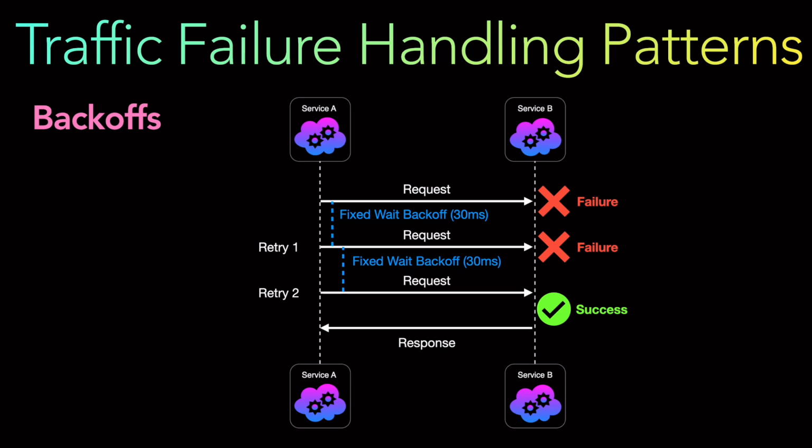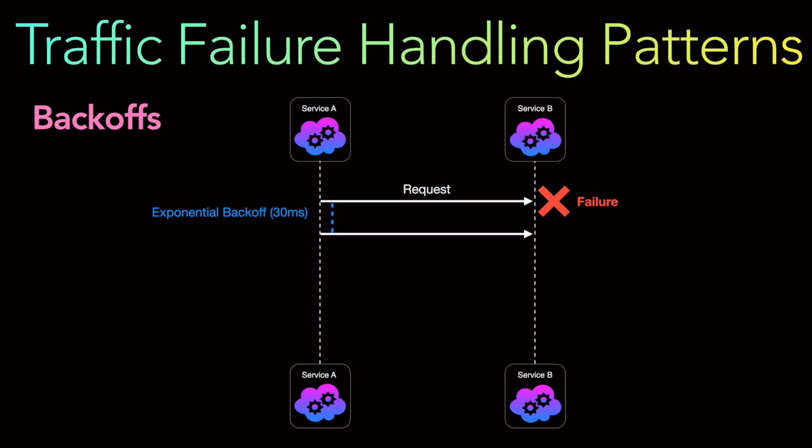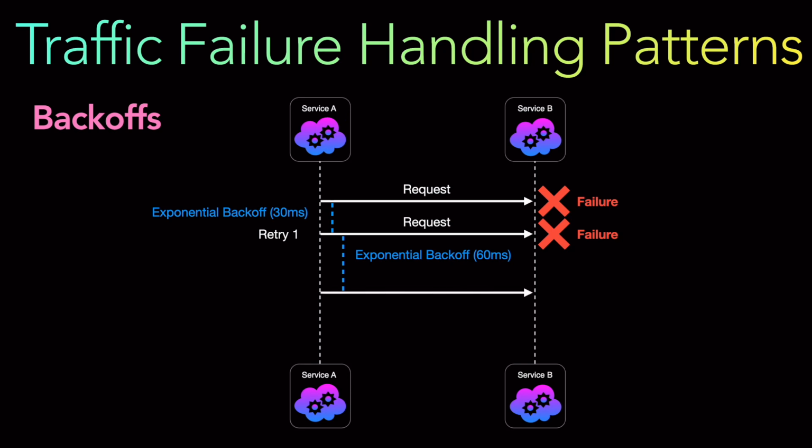But fixed wait is one strategy, and another strategy is to apply exponential backoff. So let's say service A is calling service B with a request, and service B failed. Now you are going to wait with an exponential backoff of 30 milliseconds. So the first attempt, you wait 30 milliseconds, then call service B again. Say that also failed. Now you are going to wait for 60 milliseconds. So first time you waited 30 milliseconds, now you are waiting 60 milliseconds. Then you again send a request to service B, say that call succeeded and responded back with the response, right?